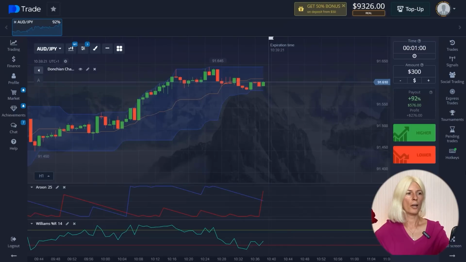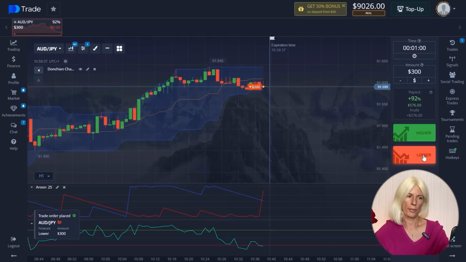Before we start, I opened the broker's trading platform. Here we see the price chart of the Australian dollar Japanese yen currency pair on the M1 time frame. Here we will trade. Noticing the signal from the indicator, I open a down trade for 1 minute with $300 in.